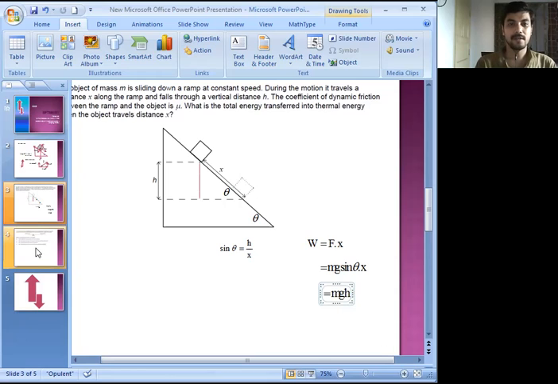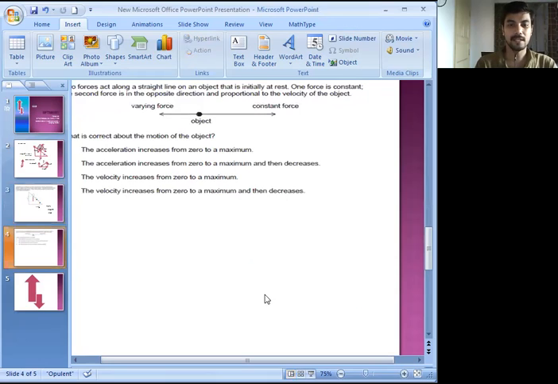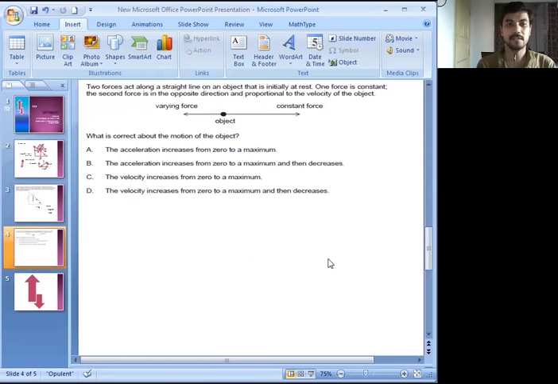Over here, it is something like this: there are two forces acting on an object, one is a constant force and the other is a varying force. There are some options regarding the nature of acceleration that would be experienced, or the nature of velocity. So if you take a look, everybody, into this problem, the moment you read it, what should come to your mind is the concept of terminal velocity.